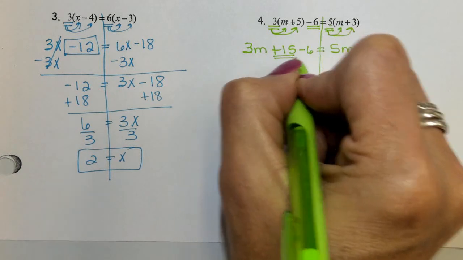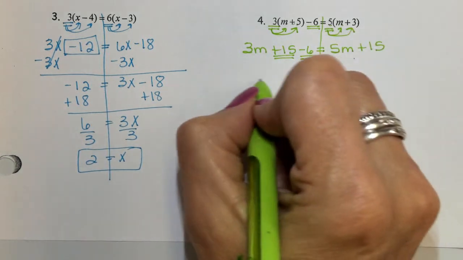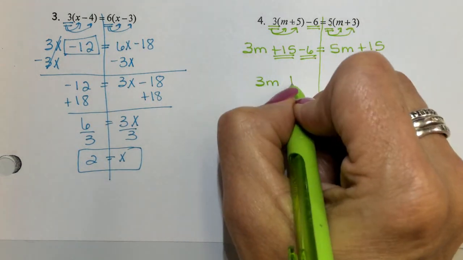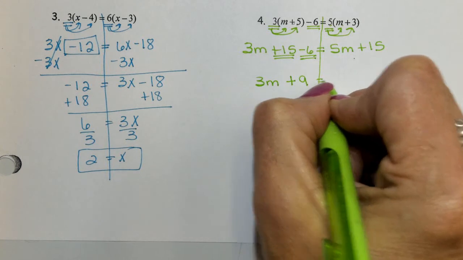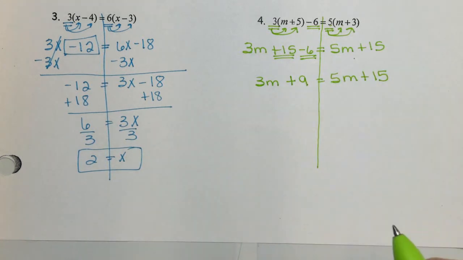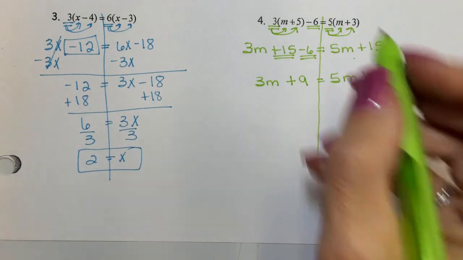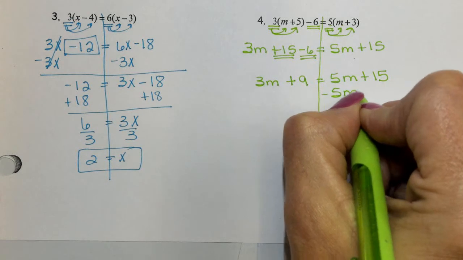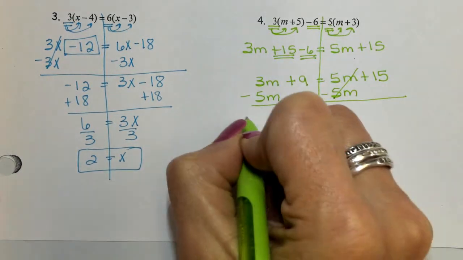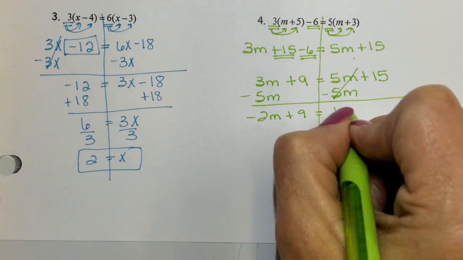Now over here, I have a couple of terms I need to combine together because they are constants. So I'm going to bring that 3m down, and positive 15 minus 6 is 9. Everything else is just coming down to the next line. So I'm going to move either my 5m or my 3m, doesn't matter which. I can subtract 5m from both sides, and that's negative 2m plus 9 equals 15.